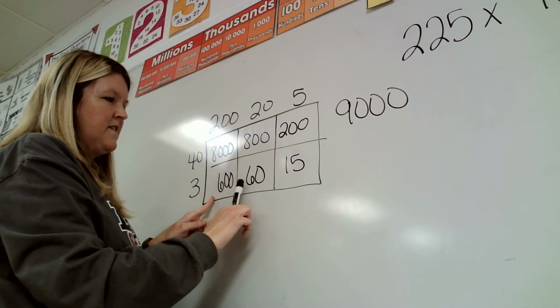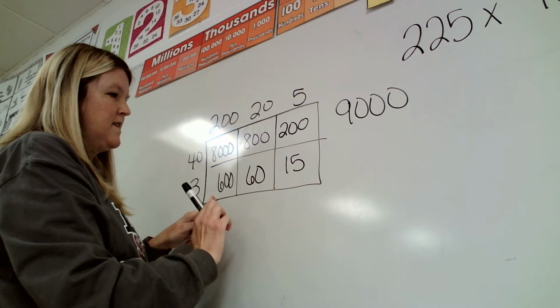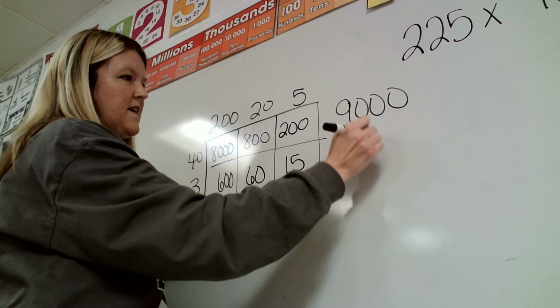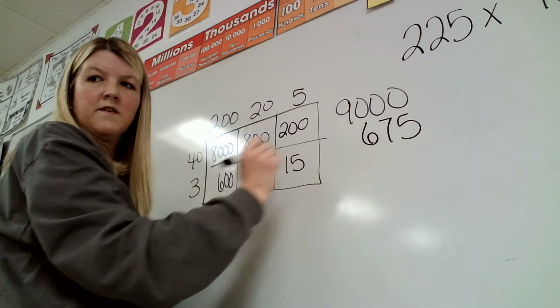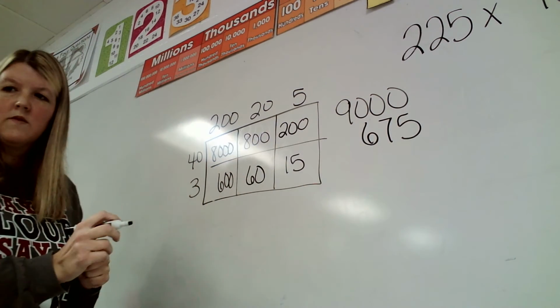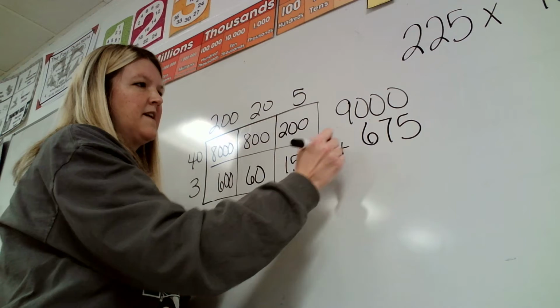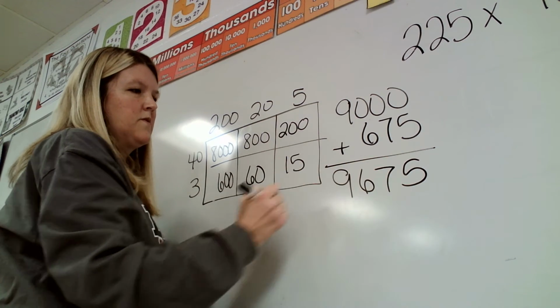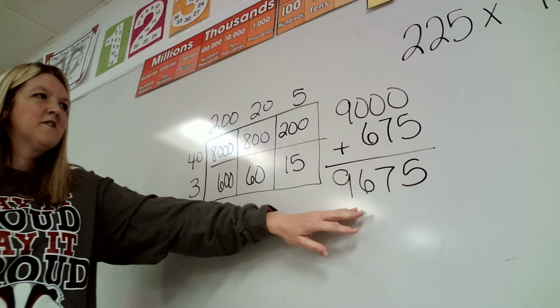And then I've got 600 plus 60 plus 15. So 60 plus 15 is going to give me 75. So that gives me 675. So then whenever I add these two together, that's going to give me my final answer. So I have 9,675.